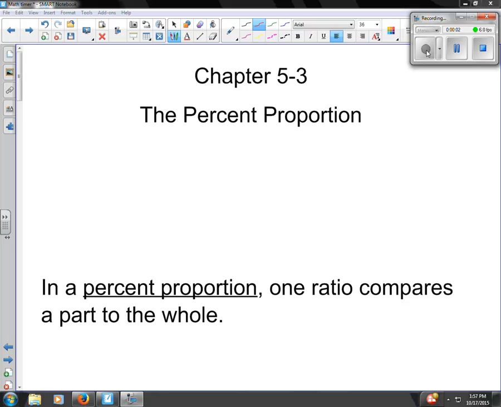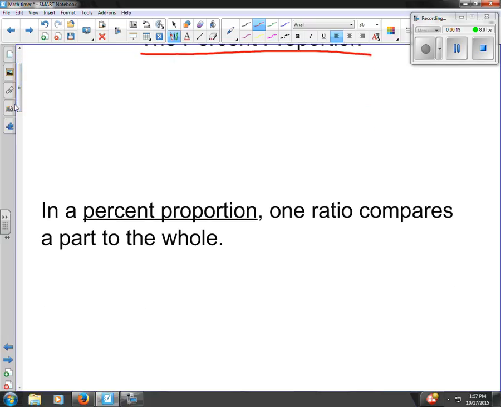Okay, in this video, we're looking at Chapter 5, Section 3. So again, that's your heading. You write Chapter 5, Section 3, and then you write the percent proportion. Okay, what is that? What is the percent proportion?